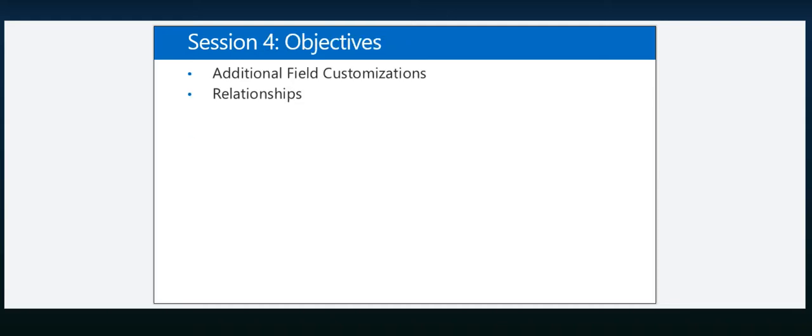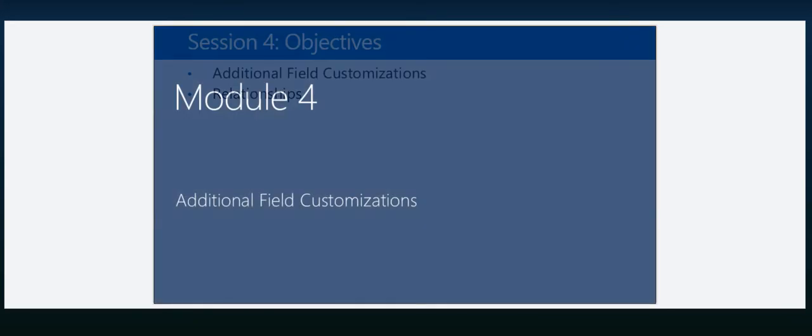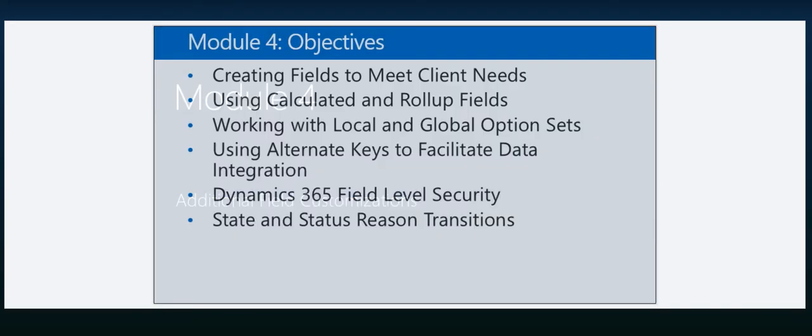For this session, though, we'll be looking at more field customizations. Last session, we looked at some pretty standard field customization. Now we'll be looking at more advanced field customizations and what the options are around those. And then finally, we'll look at relationships and managing relationships between entities and the different types of relationships that are available in Dynamics 365. So let's look at those additional field customizations and see what we can do.